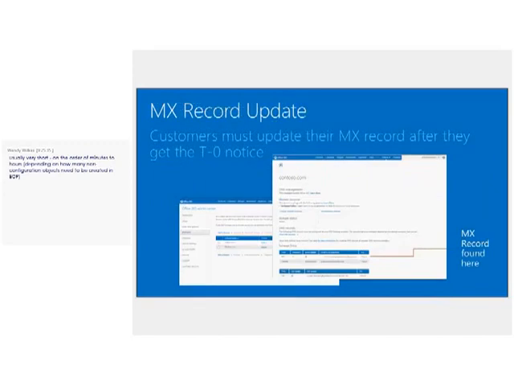And customers must update their MX record after they get the T-0 notification. So that T-0 welcome to EOP email is sort of a marker which informs you that the transition has gone smoothly and we've successfully brought over everything to EOP. Once you have that email, you can go ahead and do the MX record switch or the MX record update.